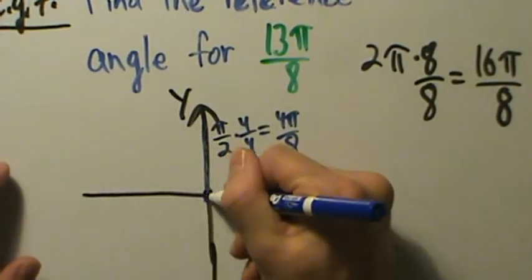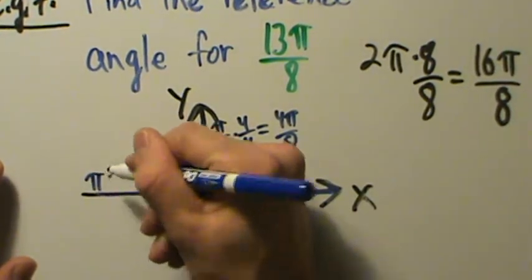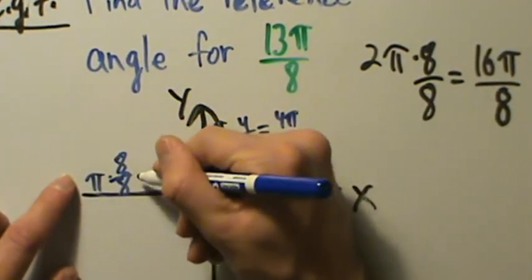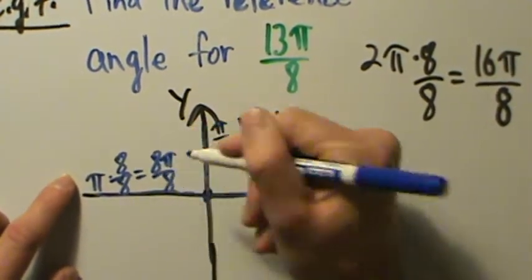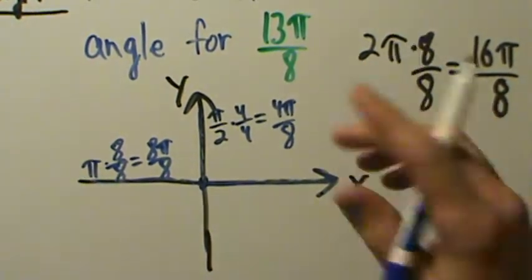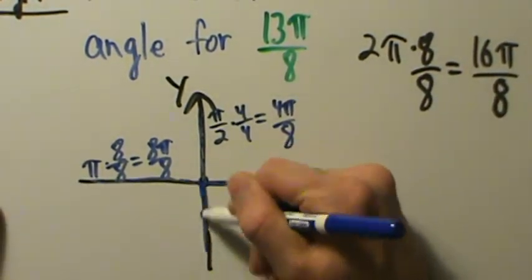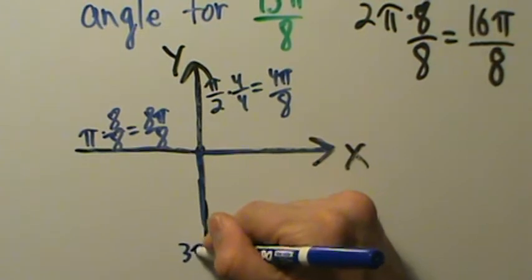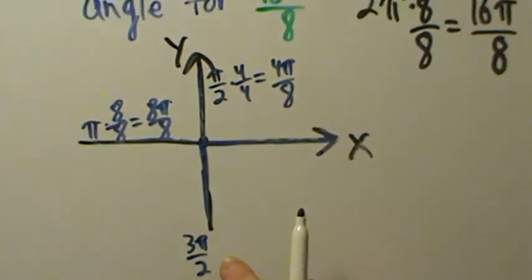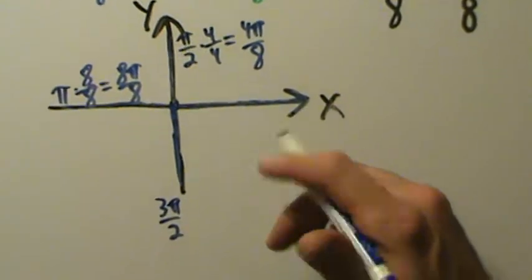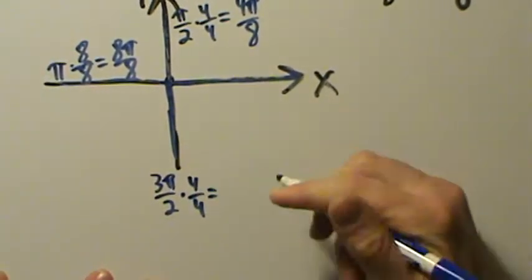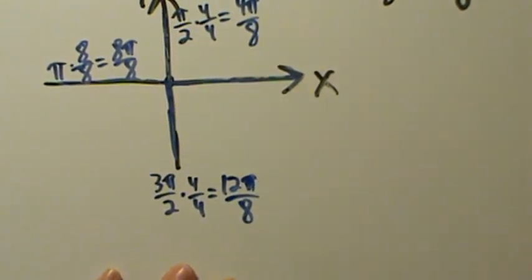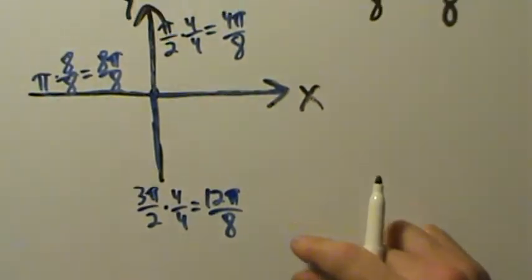So let's keep going. Well, pi radians puts me over here. And again, I want to compare this to 13 pi over 8, so I have to get a common denominator. So multiply this guy by 8 over 8, and I get 8 pi over 8. Okay? Well, hey, 13 pi over 8 is still larger than that, so keep going. Go to the next one. 3 pi over 2 puts me all the way down here. So this guy is 3 pi over 2. But again, I want to compare 3 pi over 2 to 13 pi over 8. So I have to get the common denominator here, so multiply by 4 over 4, and I get 12 pi over 8. Okay? So 13 pi over 8 is still larger, right? So I have to go to the next one.